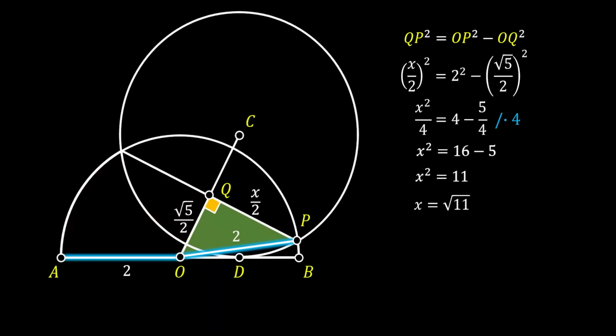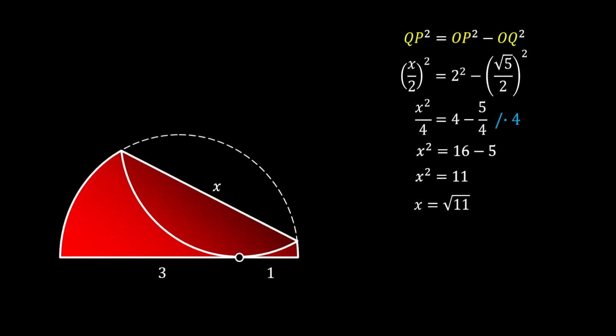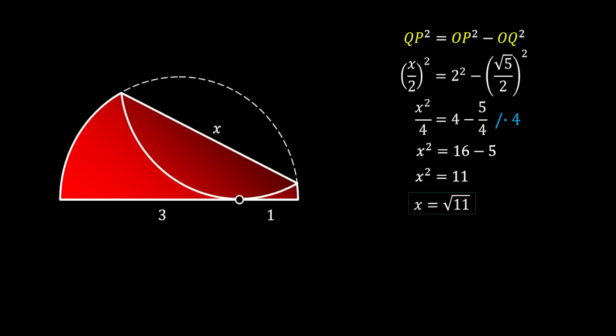But remember, this is exactly what we are looking for. We are looking for the length x, which represents the length of our chord, so this means that our chord has the length of square root of 11, and this is our solution.